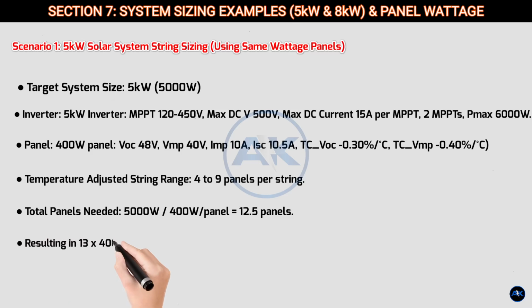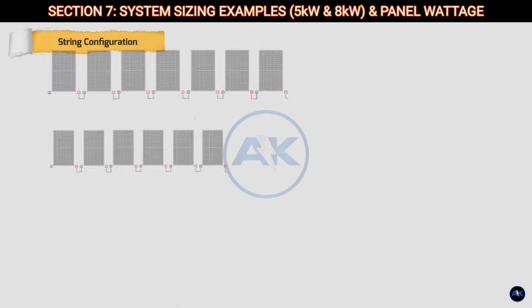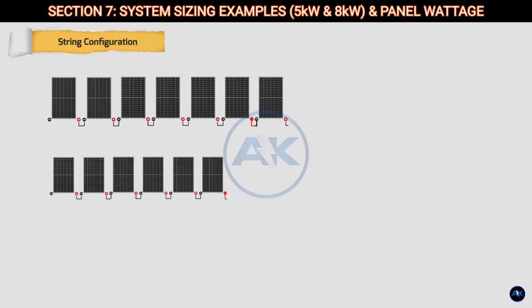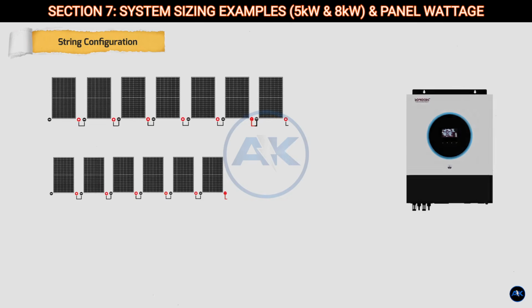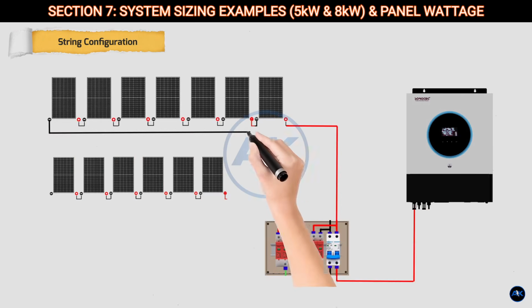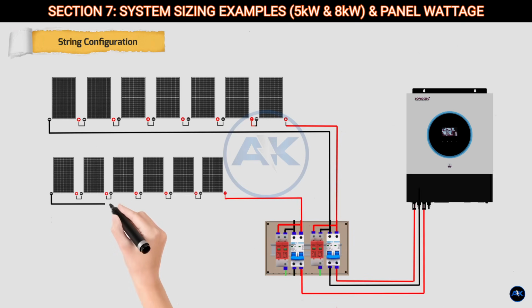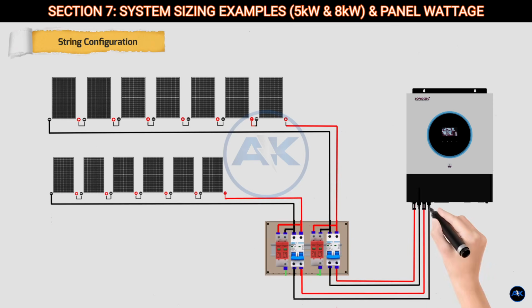Resulting in 13 times 400 watts equals 5200 watts, 5.2 kilowatts. This is a great match for a 5 kilowatt inverter with a 6 kilowatt max input. String configuration: we need to arrange these 13 panels into strings within our 4 to 9 panel range. Option A: if your inverter has 2 MPPTs, you could do MPPT 1 with 7 panels, within the 4 to 9 range, and MPPT 2 with 6 panels, within the 4 to 9 range. Both are valid string lengths and the total is 13 panels.